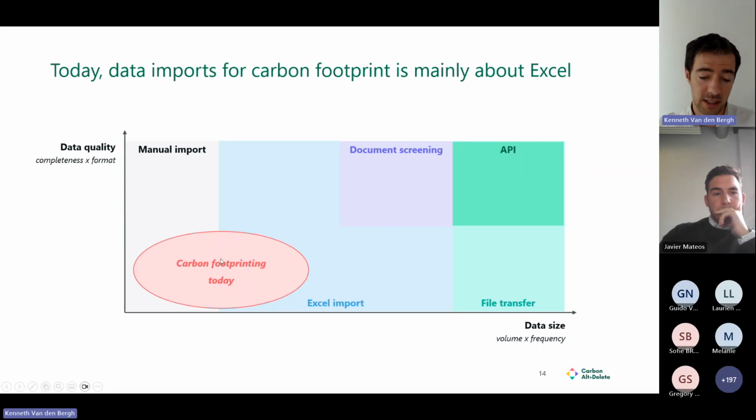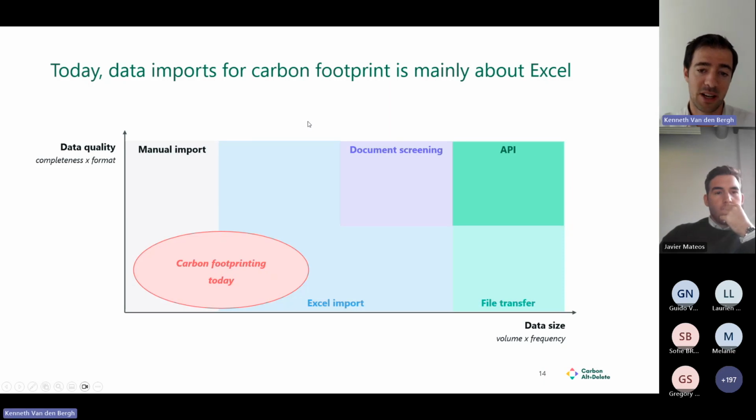Companies are reporting only annually on their carbon footprint and typically on a rather aggregated level, right? So that's also why we as Carbon+Alt+Delete today focus a lot on manual import, but that's, I think, a no-brainer, but also a lot on Excel imports and having a good Excel parser, and that's what Javi will show in a minute.